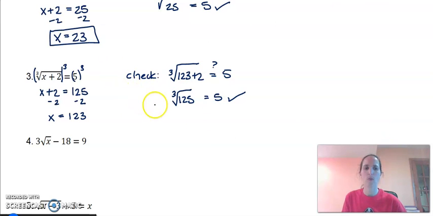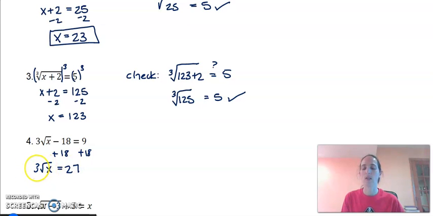But let's look at a few more examples. So let's look at question number 4. Similar to what we were doing above, the first step that you want to do is add your 18 to both sides. So you're going to get 3 square root of x now equals 27.